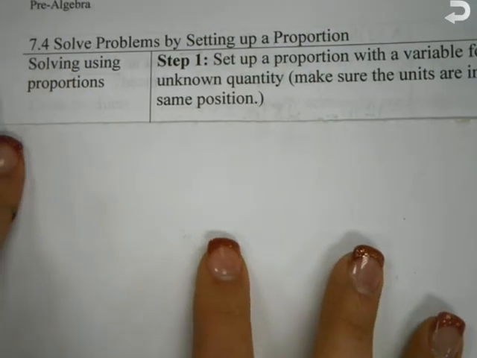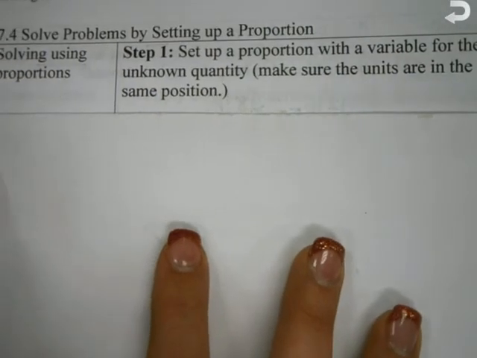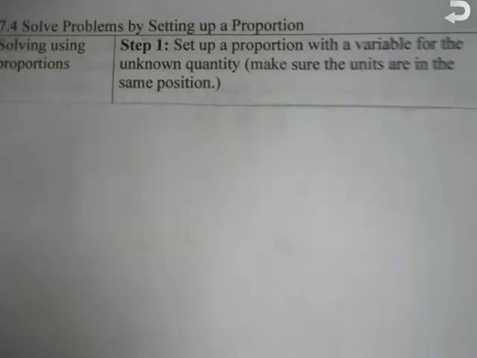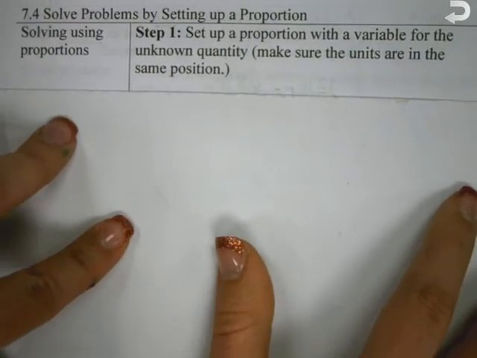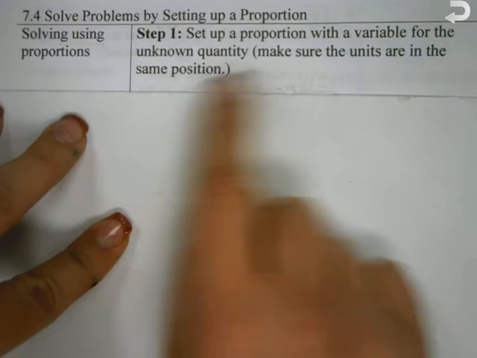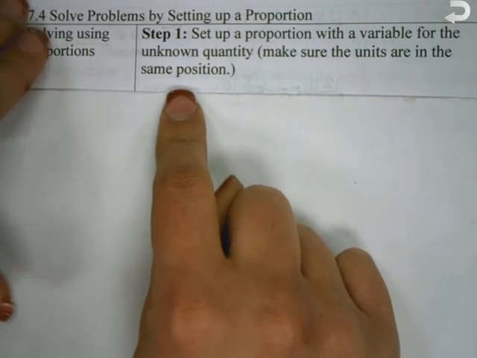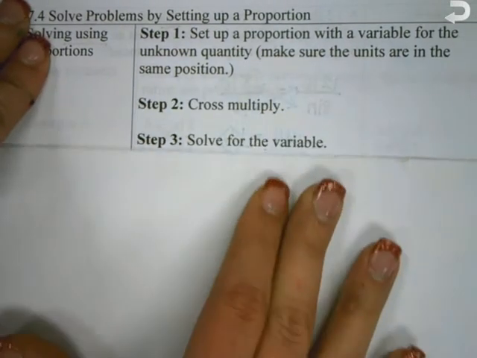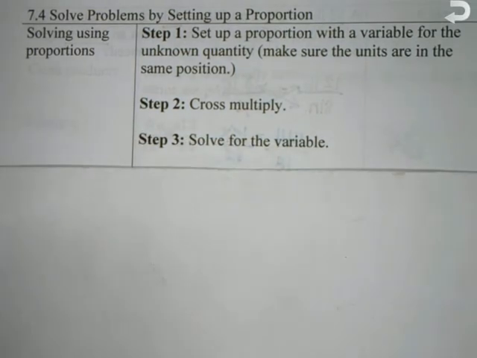First step, we want to set up a proportion using one variable for the unknown quantity. Can you write that? Yes, and we want to make sure that the units are in the same position on each side, which we kind of started last week. Step 2, we cross multiply. And step 3, we solve for that variable.